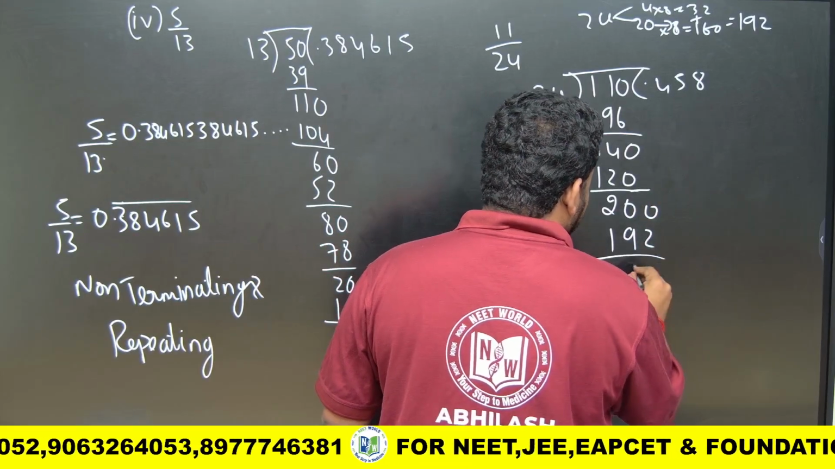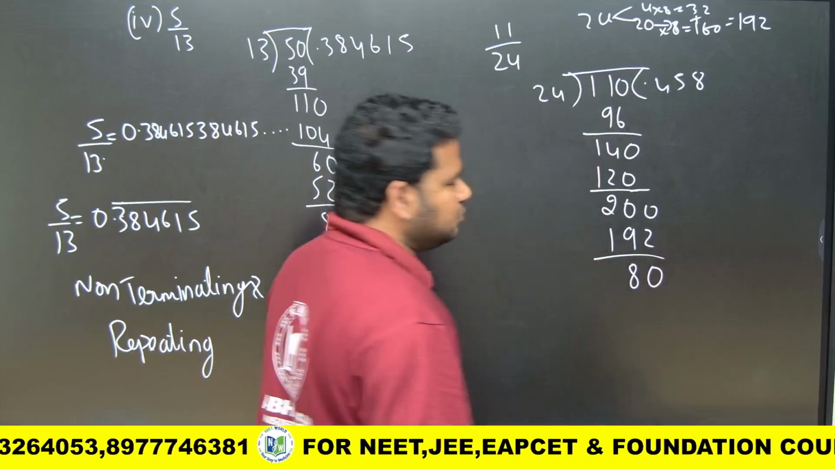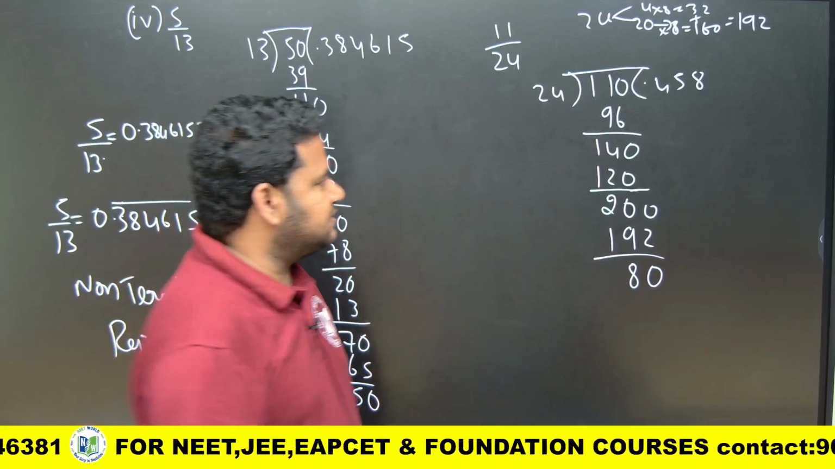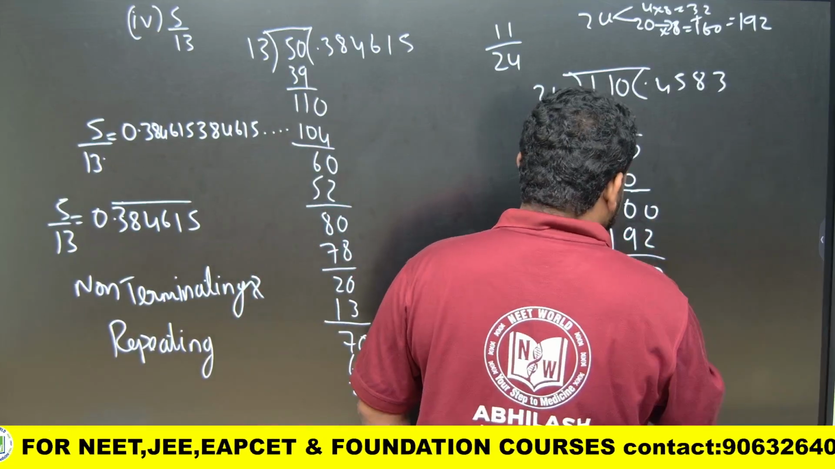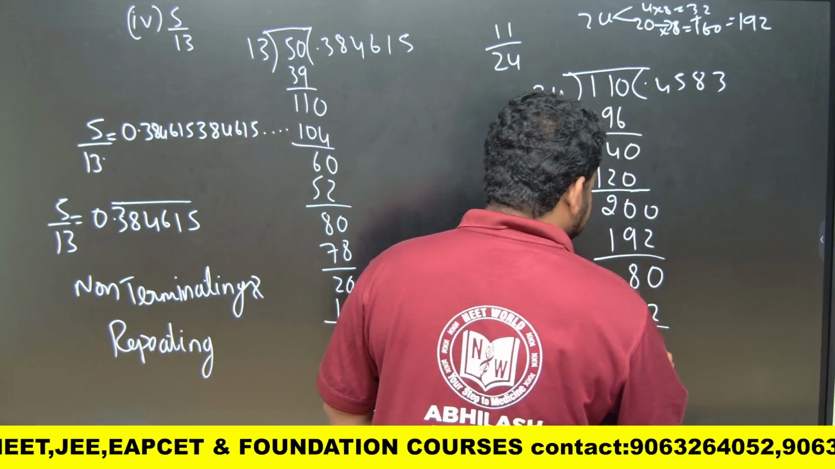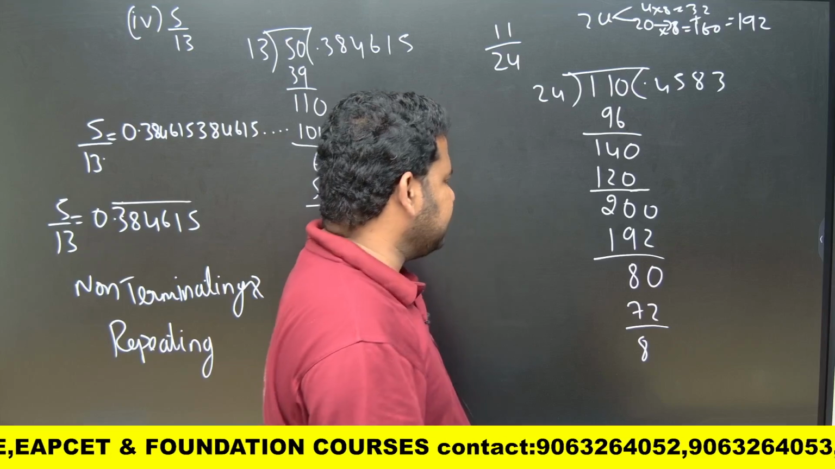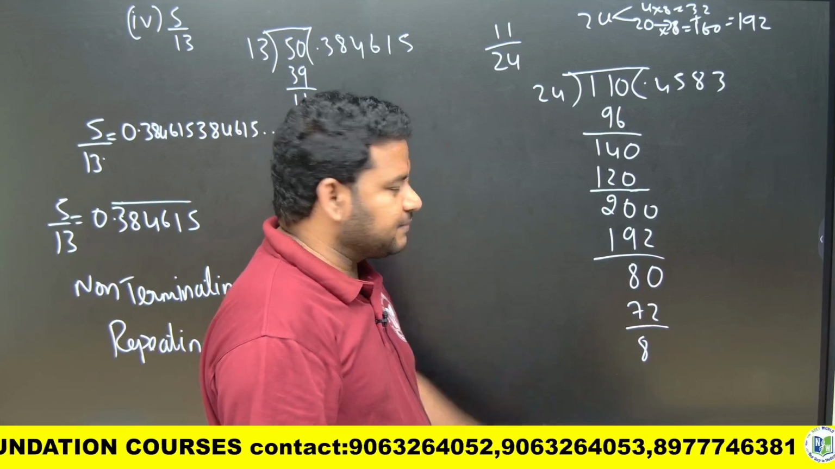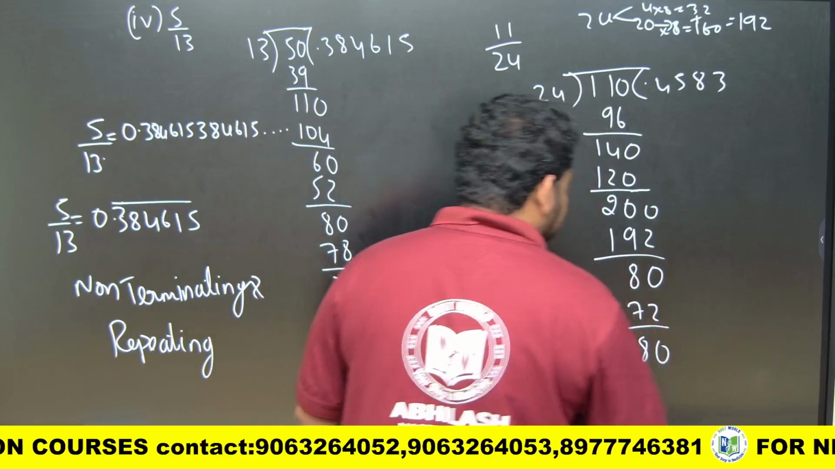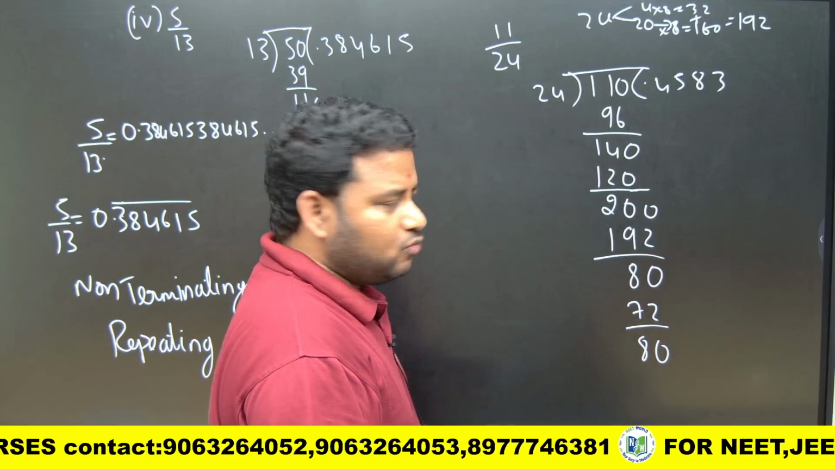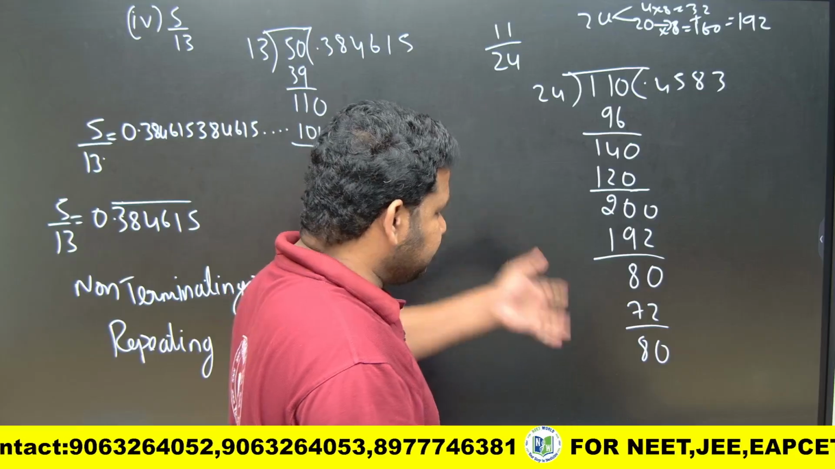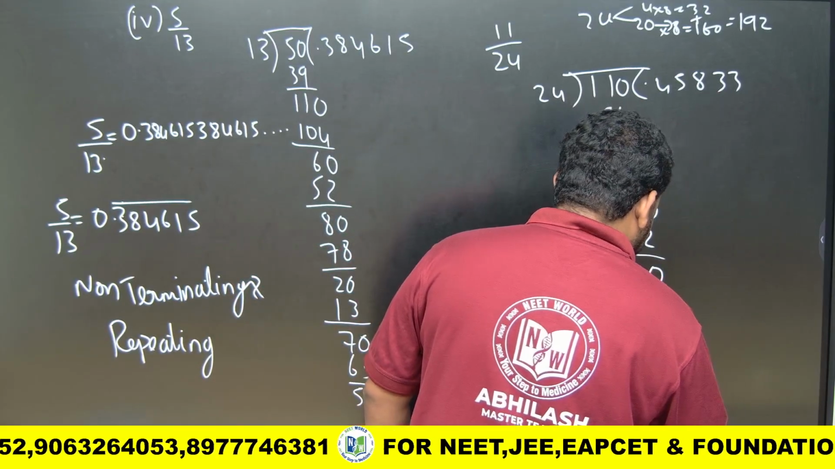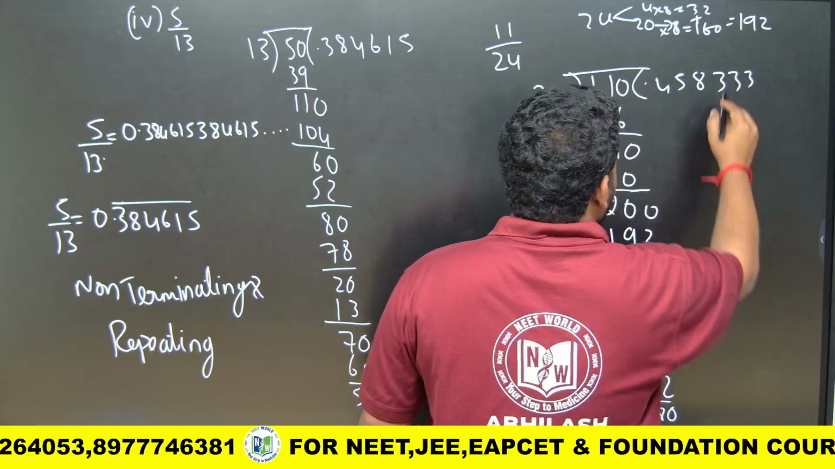Got it? Now I get 8 as a remainder, and I put 0. So 24 into how much? 24 into 4 is 96, 24 into 3 is 72. What is the remainder I am getting? 80. Again if I put 3, I will get 72 and a remainder of 80. It goes on like this, so 3 is repeating again and again.